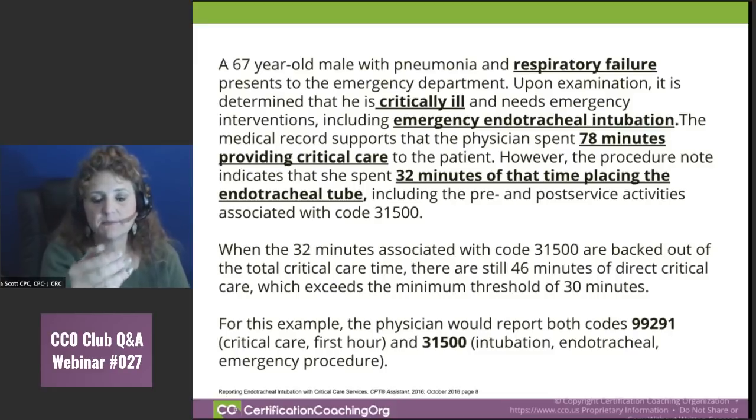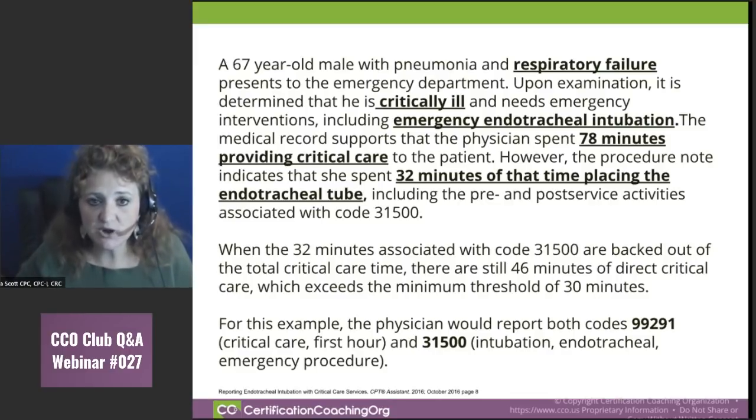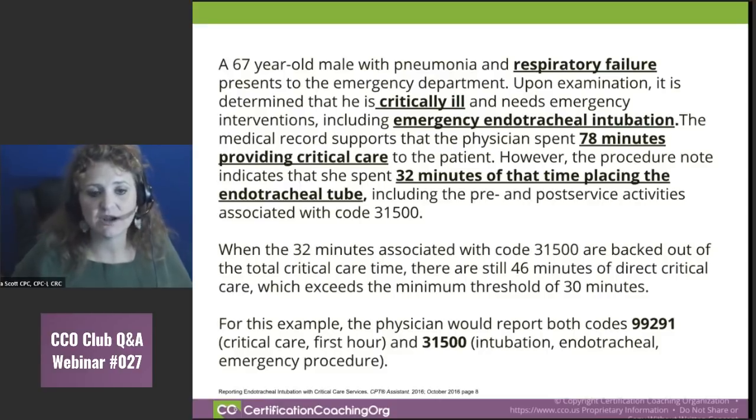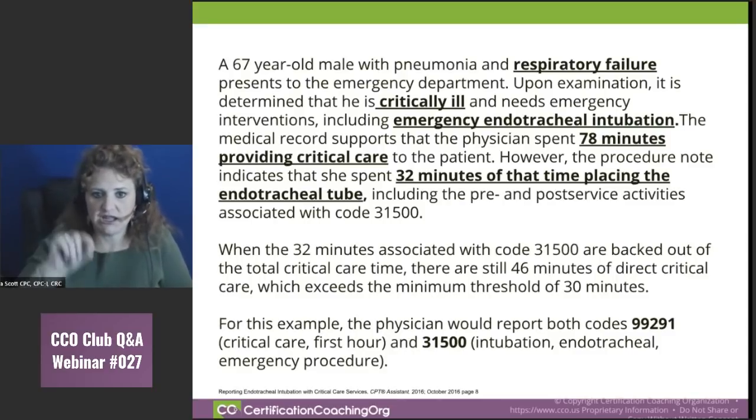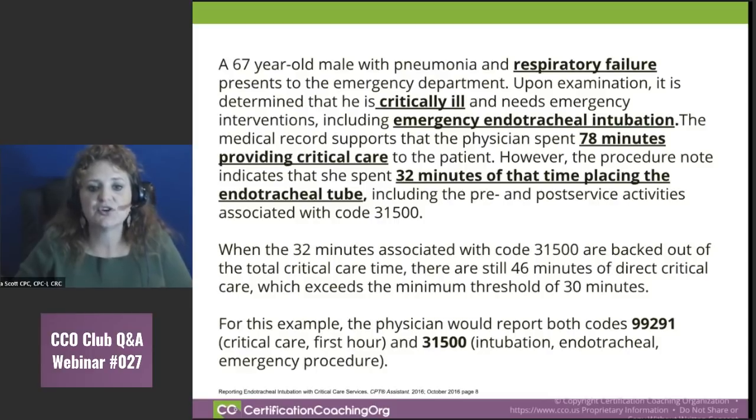These aren't really case studies, but we want to know, again, about how time works and a little hiccup, right? So we have a 60-year-old patient that's got pneumonia, but keywords, respiratory failure is documented. That's critical, right? Upon examination, it's determined the patient is critically ill. It's documented, critically ill, and they need emergency intervention. So they're going to do endotracheal intubation. And the medical record supports that the doctor spent 78 minutes providing critical care.